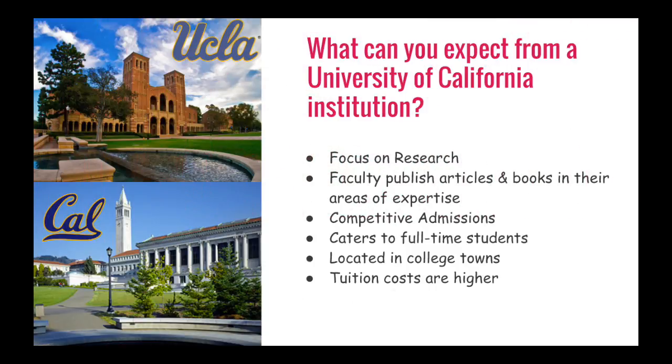To begin with, what can you expect from a University of California institution? The UC system is well known for its excellence as a research institution, and they take a theory-oriented approach to teaching. Faculty teach their published articles and books in their area of expertise. Admission into the UC system is competitive, and admitted students are expected to attend classes on a full-time basis. Typically, UC campuses are located in college towns. Tuition costs at a UC are higher than the CSU.